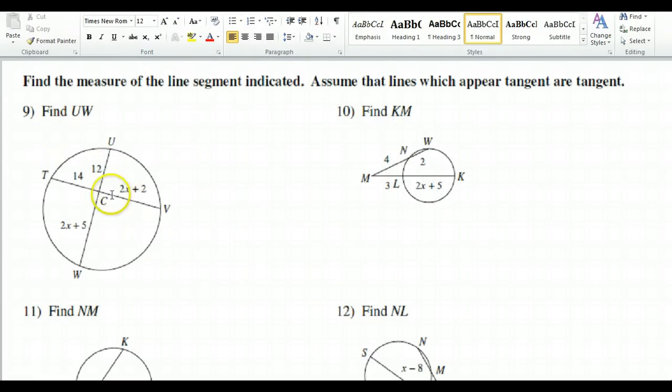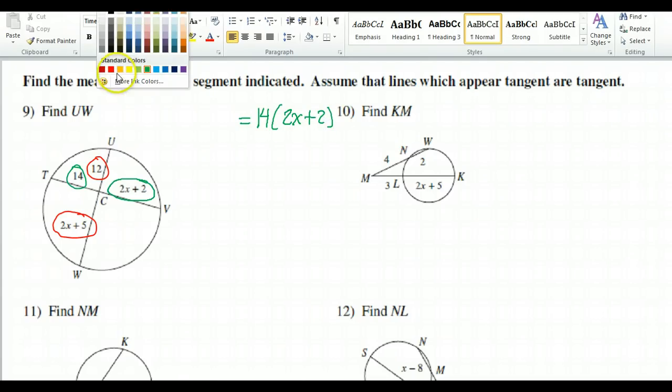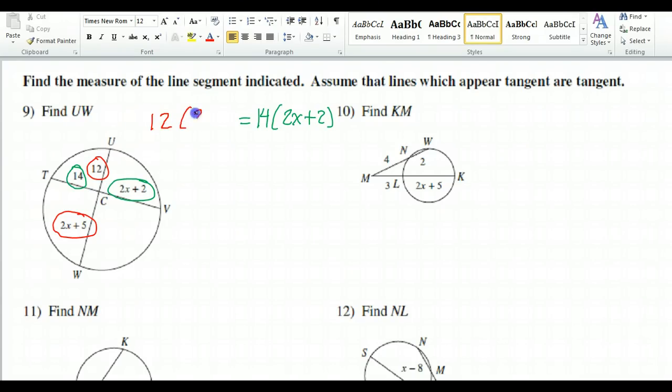So, looking at number 1, you see that clearly we are inside the circle, are we not? So, that means we're going to be using the part times part equals part times part version of this formula. So, it'll be like this. We'll be doing 12 times 2x plus 5 equals 14 times 2x plus 2. All right? Part times part equals part times part.